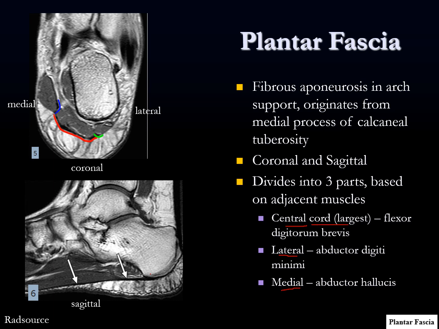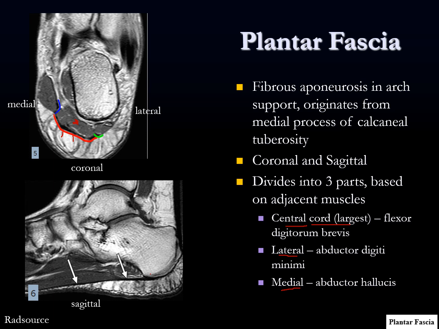And the central cord is the largest, and it's just named for its adjacent muscle. So this is the red one here, right here. And the plantar fascia itself is this dark superficial structure, but just adjacent to this is the muscle. So that's the flexor digitorum brevis muscle. And then the other smaller parts are named for the muscles that are right next to them.